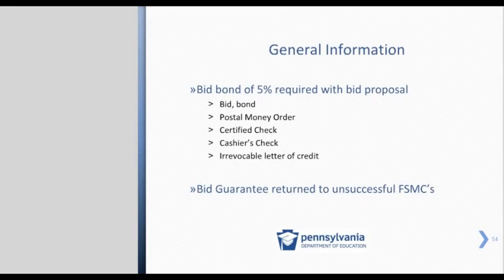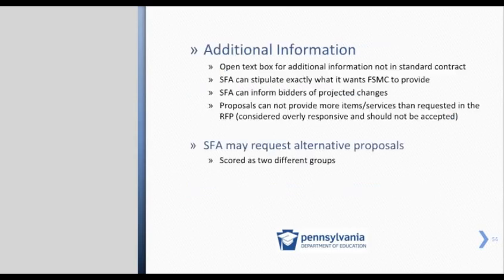A bid bond of 5% is required with the proposal. This can take any of the forms listed above. It is returned to any unsuccessful bidder. There's an additional information section. This is where the School Food Authority will add information about specifics it may want included in proposals submitted by food service management companies. The School Food Authority may ask for alternative proposals. That would be specified in this section of the RFP.